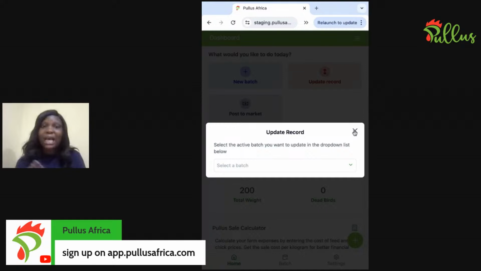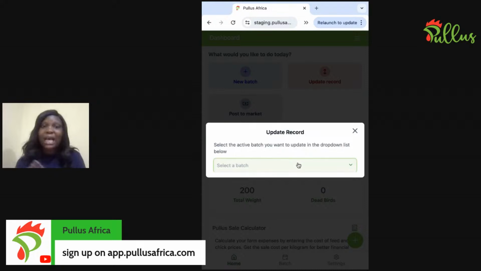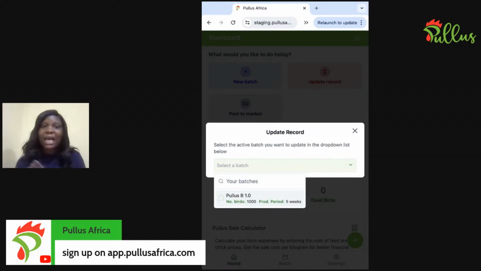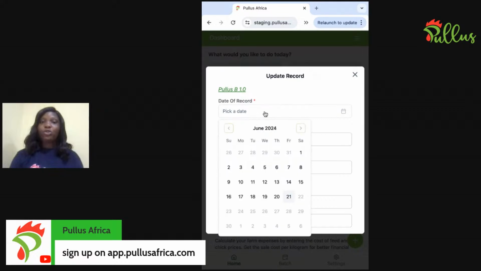Now, if you want to update your records from here, you click on it, it will ask you to select an existing batch. We remember we just created Pulos B 1.0, so we're going to click on that to update our record. We started our batch 12th of June. We have updated our record for 14th of June. Now we're going to update our record for 16th of June.